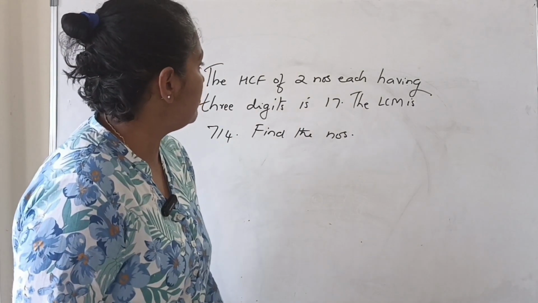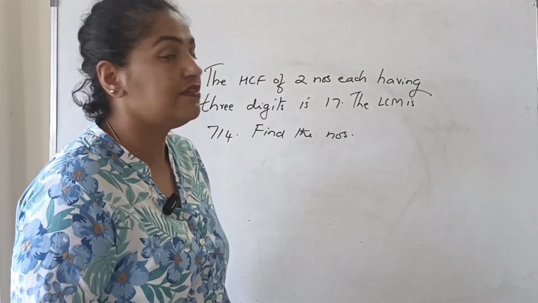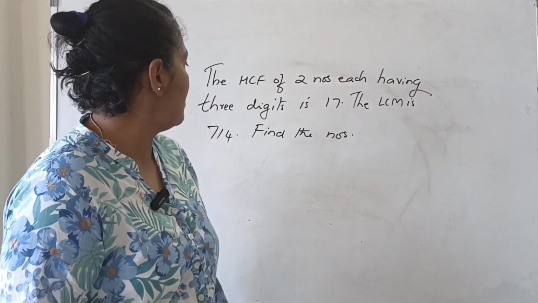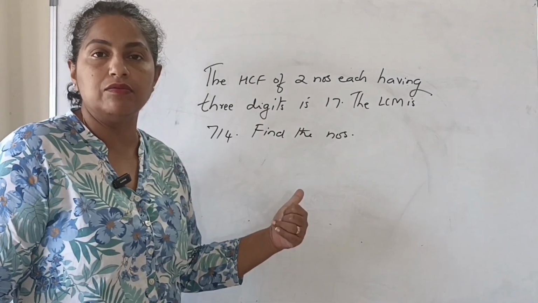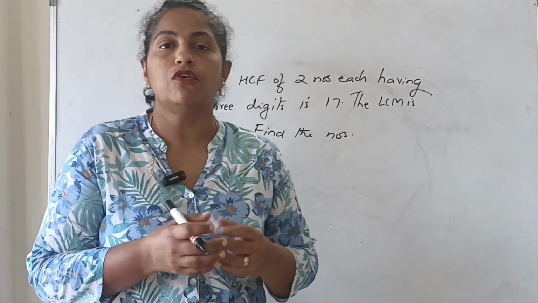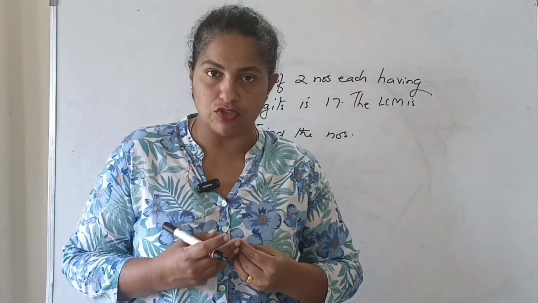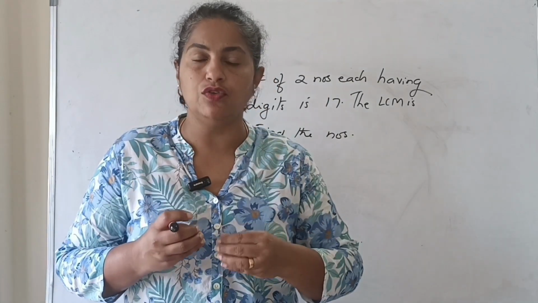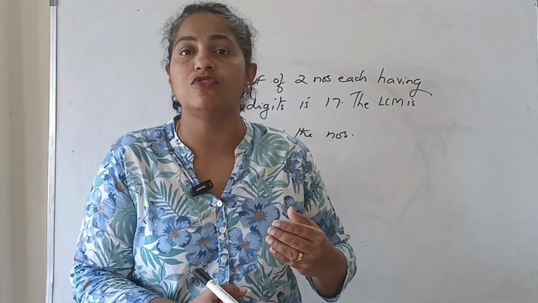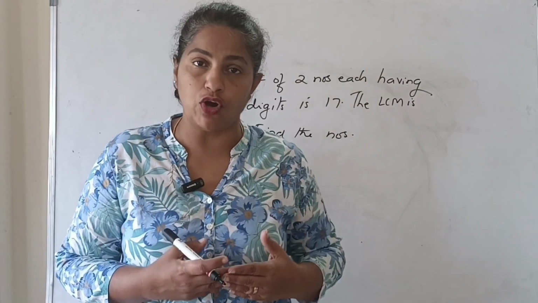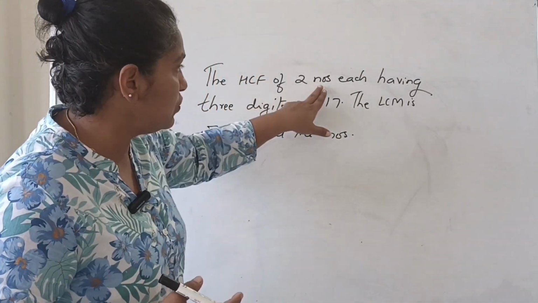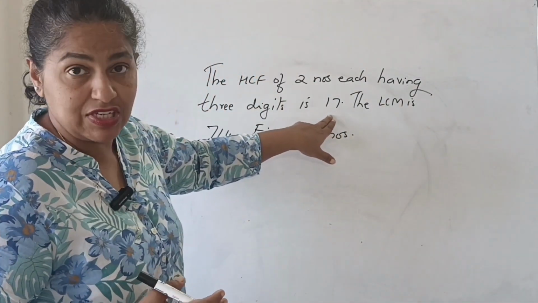The HCF of two numbers each having 3 digits is 17. The LCM is 714. Find the numbers. I have told you whenever there is a set of numbers whose HCF is given to you, we can represent the numbers in terms of HCF and numbers which are coprime. So here we have got two numbers whose HCF is 17.